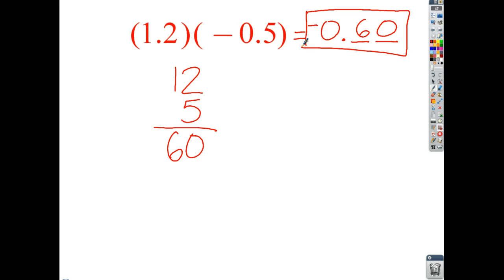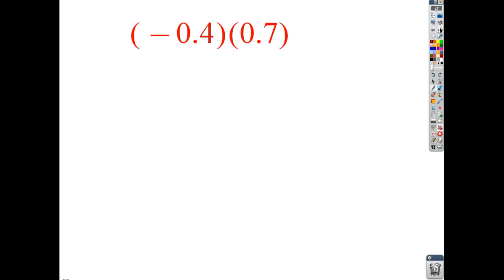Now if both of them happen to be negative, then it sort of reverses. It's sort of saying I lost it, but I'm talking about going backwards. So before I lost it, I would have had it. Thus, my answer would be positive when I multiply two negatives. And those same sort of ideas ring true with division as well. All right, let's try another one.